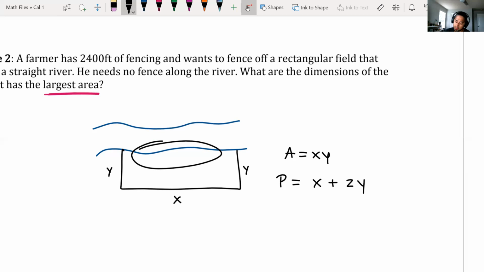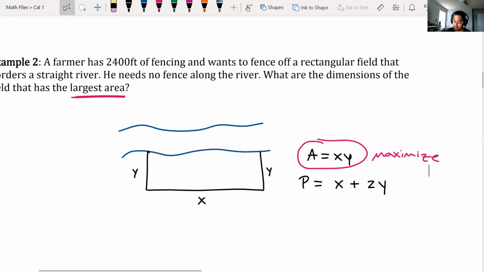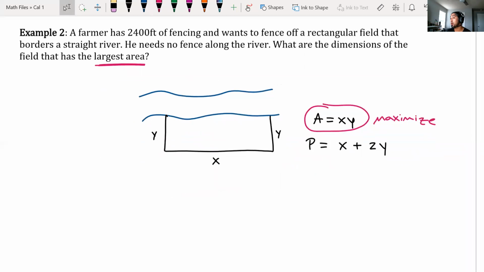And again, it's going to be x plus 2y because we don't need a side along the river. Okay. And now what we want to do is maximize the area. This is what we want to maximize. But we can't take the derivative of it yet, again, because of that y value. So we want to get rid of that y value by making another substitution, and of course, by using the information given above. It says that the farmer has 2,400 feet of fencing. So that means that our perimeter is 2,400 feet.